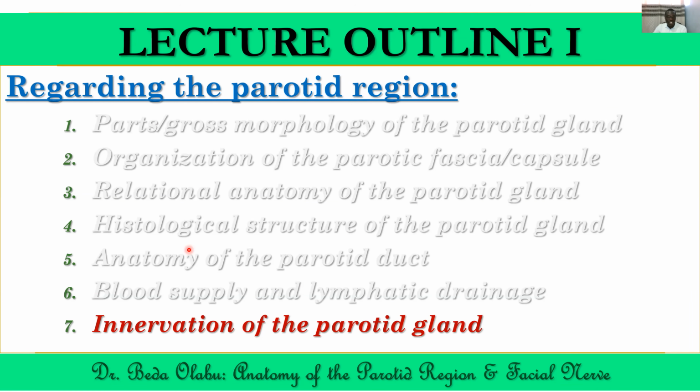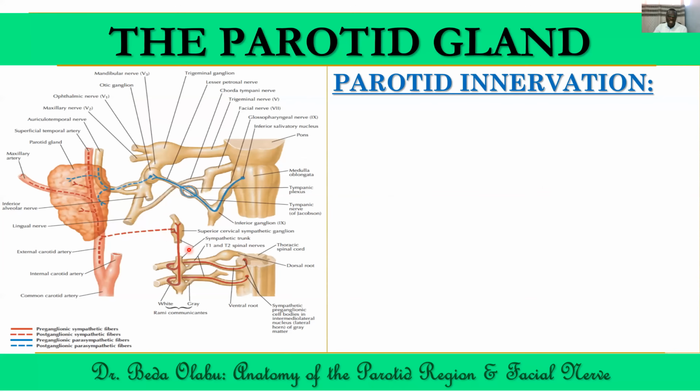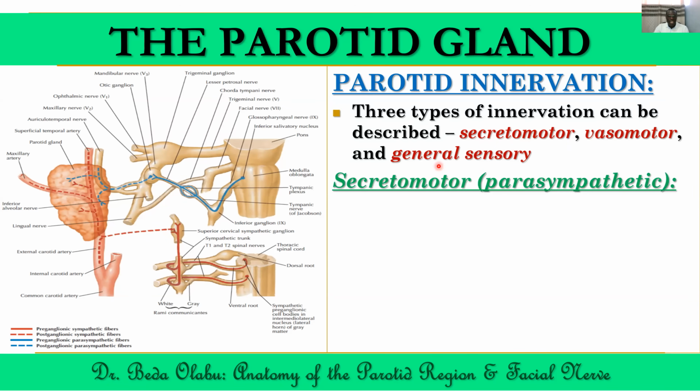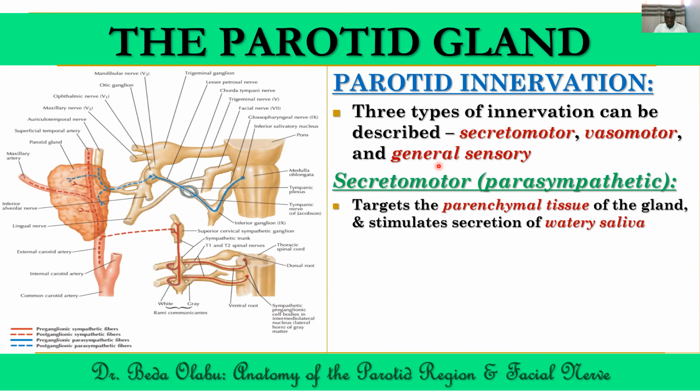Now we can talk about innervation of the parotid gland. Parotid gland receives three types of innervation. We have the secretomotor innervation, the vasomotor innervation, and general sensory innervation. Let's start with the secretomotor innervation. The secretomotor innervation is also termed the parasympathetic innervation. It's the one that targets the parenchymal tissue of the gland, in particular the acini of the gland. And this one stimulates secretion of watery saliva.